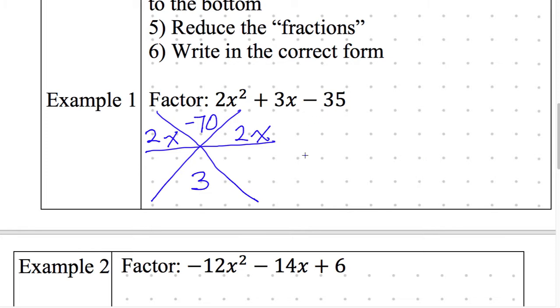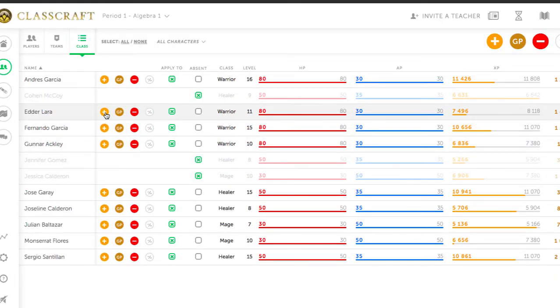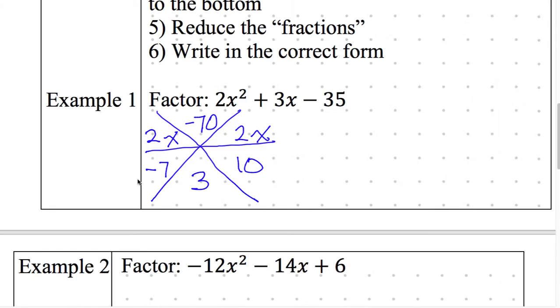All right. Quiet raise hand. What were the factors? Factors of negative 70. Eder. Negative 7 and 10. -7 and 10. Perfect. There they were, and then I need to reduce the fractions. So thank you, Eder. Let's come back here. Eder is in. Got his card. Perfect. Thank you, Rochelle.